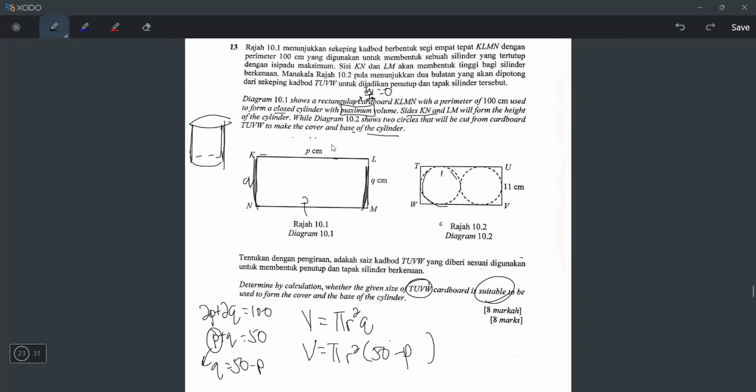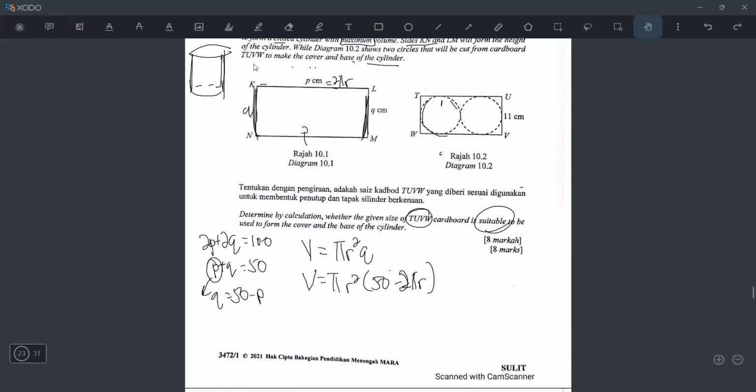Wait, I told you just now p is 2πr, right? Do you remember that? Rewind back if you don't remember. So p is 2πr means I can put 2πr here. Now can you see my equation only has one unknown on the right hand side? It doesn't have r and q or r and p, it's just r only. So actually I can differentiate this and set it equal to 0.